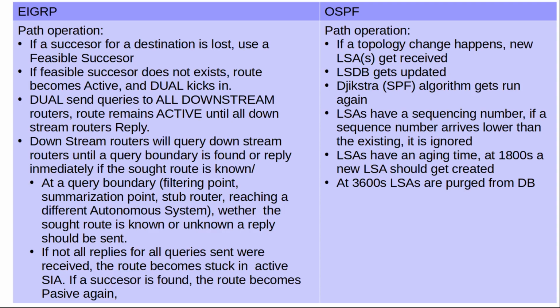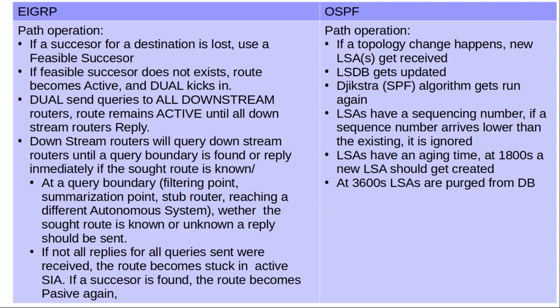in. DUAL is a mechanism that will send queries to all downstream routers asking for a feasible successor for a route. That means it will ask routers if they know an alternate path to the missing destination. So these other routers can only do one of two things. They either reply with "I know" an alternate path, or they will send this query downstream again.